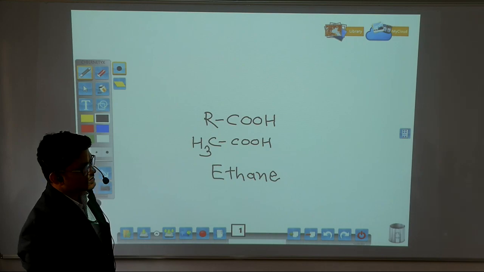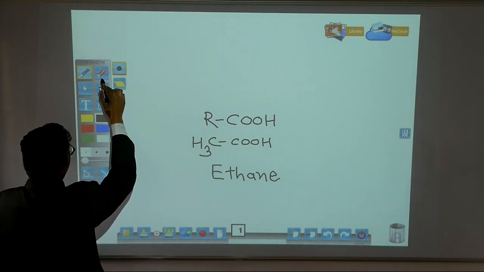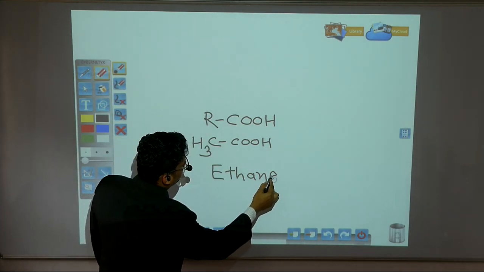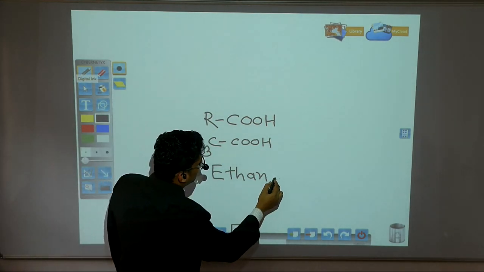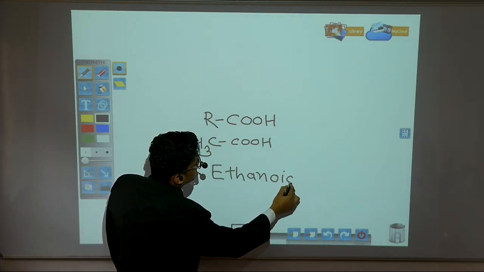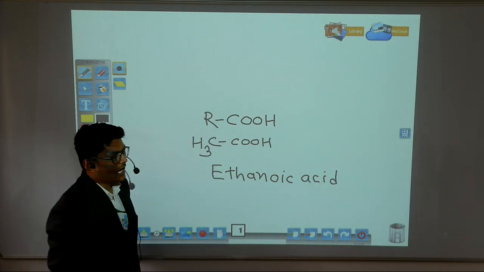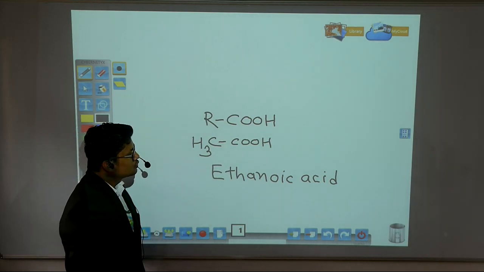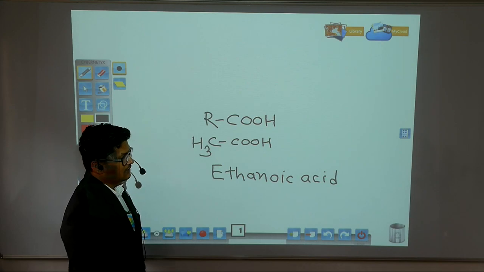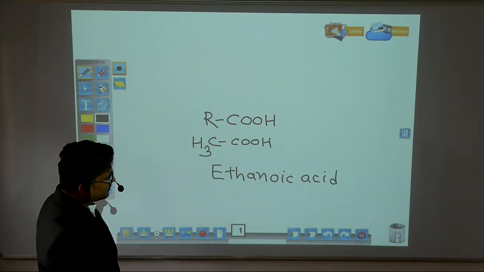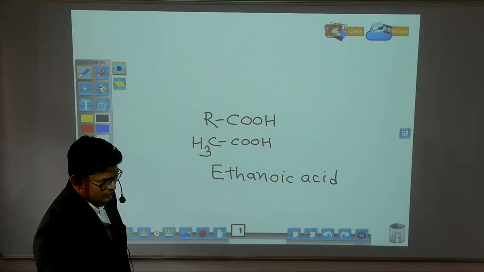So the second step of this IUPAC nomenclature is, whatever the E in the name of the parent alkane, we have to remove that and we have to add OIC followed by acid. So the IUPAC name of this 2 carbon acid will be ethanoic acid. Similarly, we can write down the names of other acids which contain different numbers of carbons.